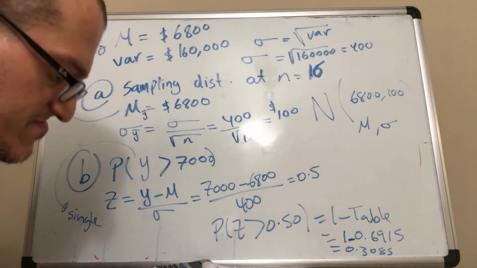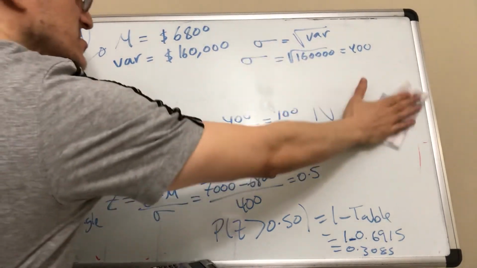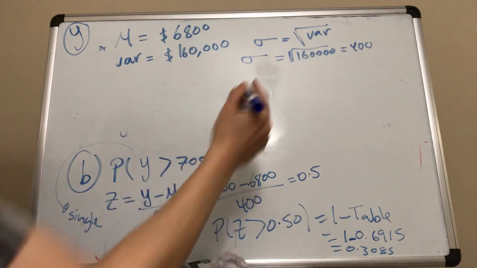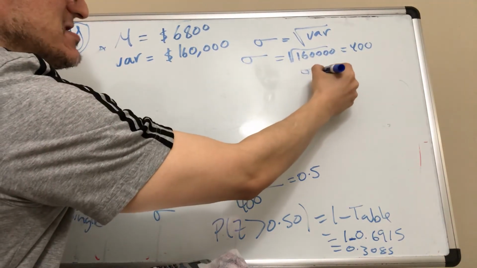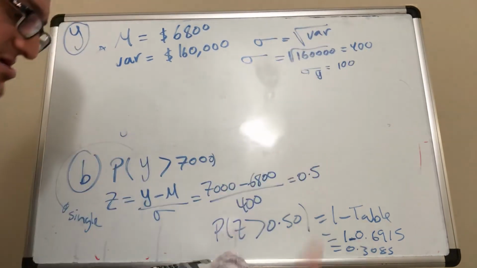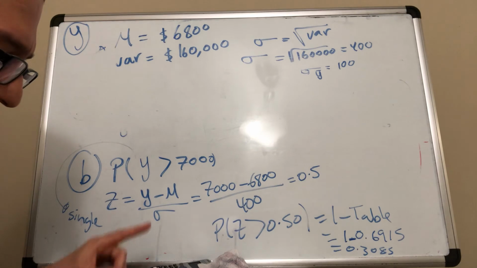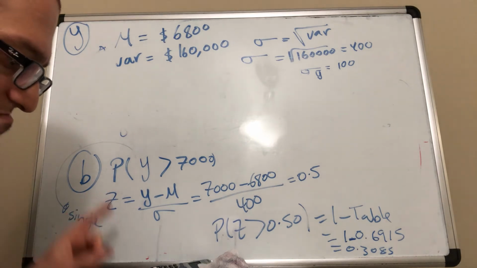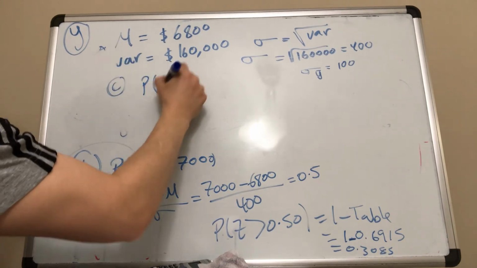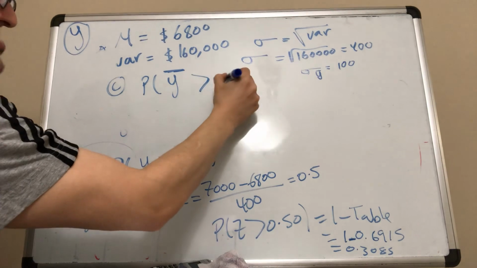The C question. Now look at the language, because you'll see a question like this where you see the language, and you need to be careful. Now, we found the sigma for the sample to be 100 from the beginning of the question. Now in C, it's not the probability of a single, it's a probability that the sample mean is more. So now you have the probability that the sample mean, meaning Y bar, is the one more than 7,000.